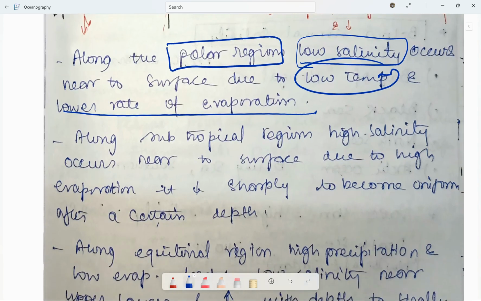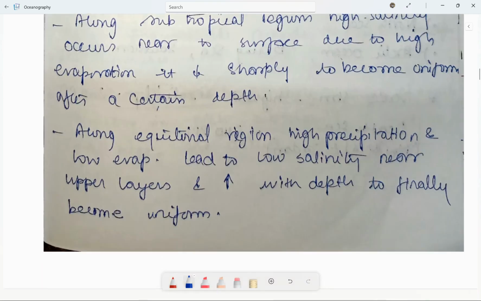Number two, along the subtropical regions, there is high salinity near the surface. Why? Because there is high evaporation, and it sharply decreases to become uniform after a certain depth. So after a depth it will become normal. Third is equatorial regions: there is very high precipitation, so evaporation is not happening. It leads to low salinity near the upper layers, but with depth it increases and then becomes uniform after a point of time.